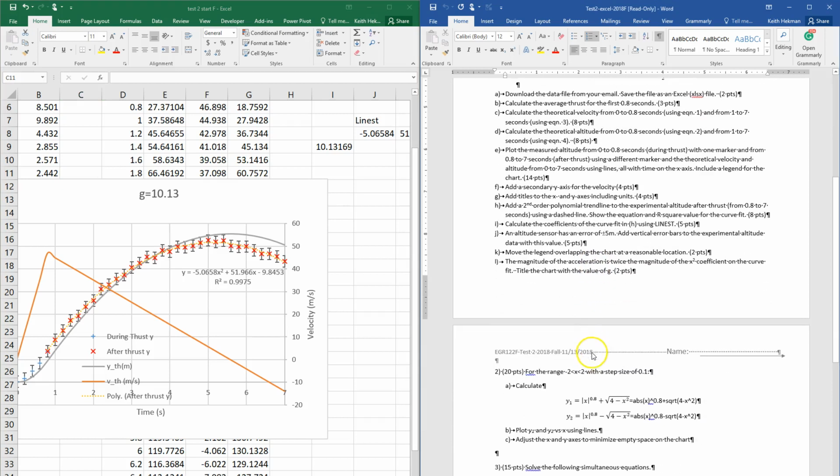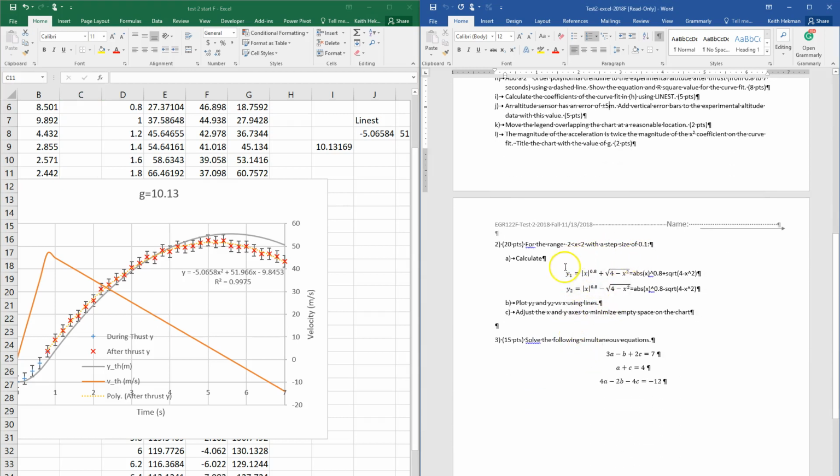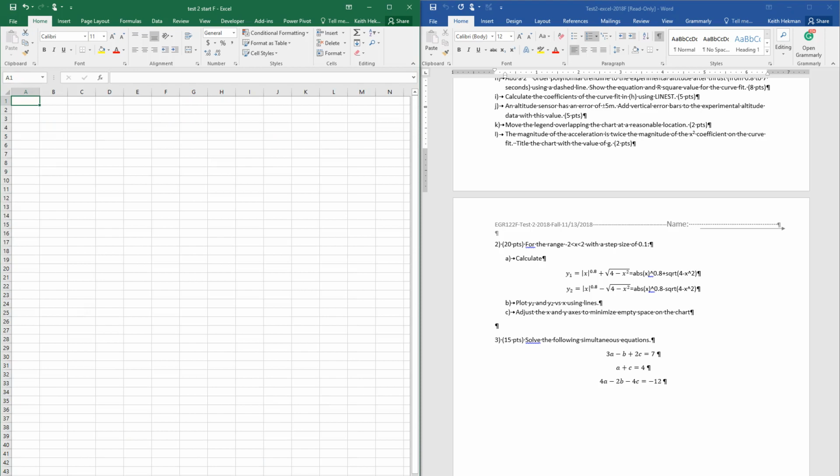So that is the first one. Second one, what we need to do is add a new sheet. So we added a new sheet. And then we have an equation based on x. And so we want x to start at -2, step size of 0.1. So it's equals that minus, plus 0.1.